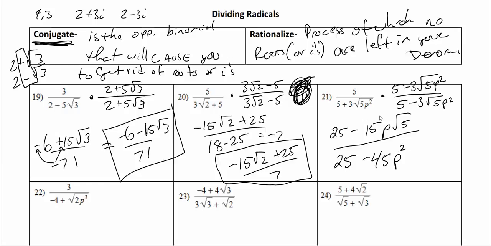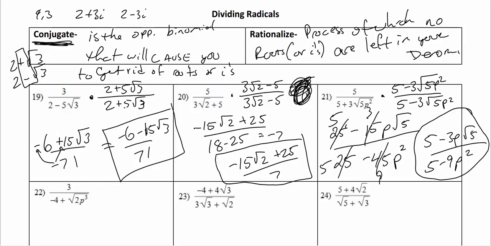And then if I look at the 15, 25 and the 45, can I divide all of those numbers by something? Well, sure, I can divide them all by 5. So divide by 5, I get 5. Divide by 5, I get 5. Divide by 5, I get 9. Divide by 5, I get 3. So let's rewrite it. I get 5 minus 3p root 5 over 5 minus 9p squared. That is your final answer for number 21.